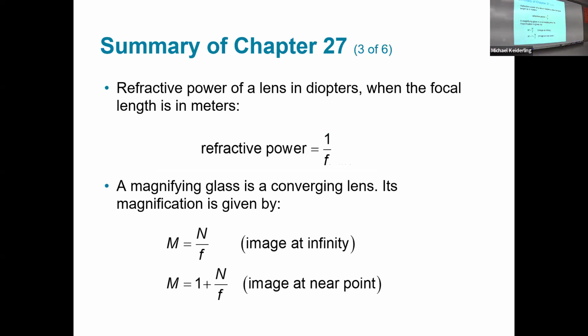The refractive power of a lens in diopters, when the focal length is in meters, is 1 over the focal length. A magnifying glass is a converging lens. Its magnification is given by the near point distance, n, over the focal length, if the image is at infinity, or, if you make the image at the near point, 1 plus the near point distance over the focal length.